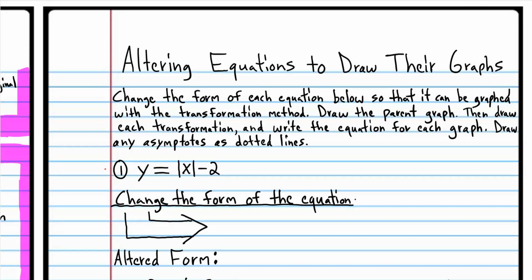In the previous classes, we graphed equations. And in every case, when I gave you an equation, I wrote it in a particular form, so you could see exactly how to transform the parent graph. But in most cases, when you're given an equation, it's not going to be in that exact form. So what we're going to do today is learn how to alter equations so that we can recognize how to transform the parent graph to graph those equations.